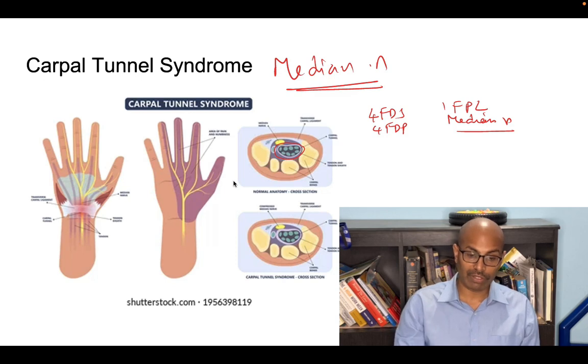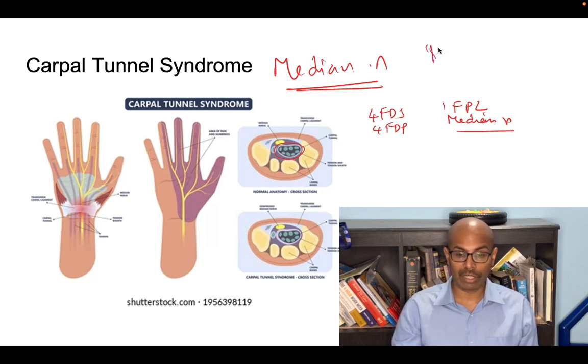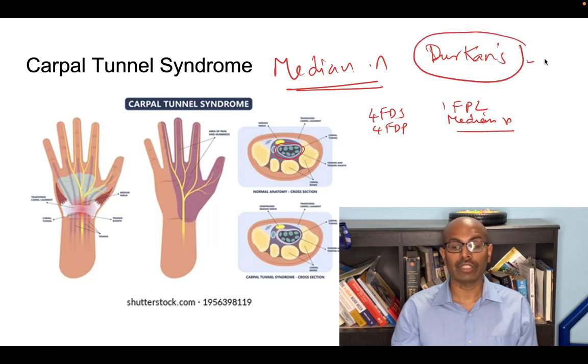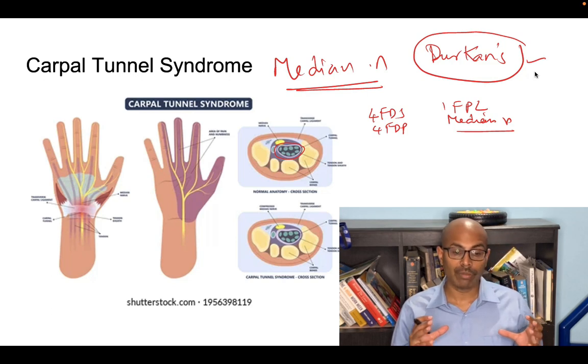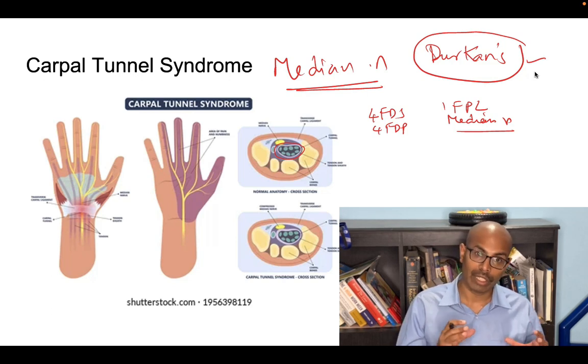So which is the most specific and sensitive test for carpal tunnel syndrome? It is Durkan's test. So Durkan's test is the most specific and sensitive test for carpal tunnel syndrome, right? So carpal tunnel syndrome is basically median nerve compression at the level of the carpal tunnel.